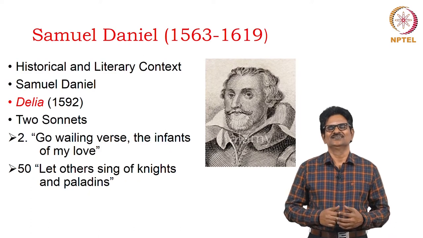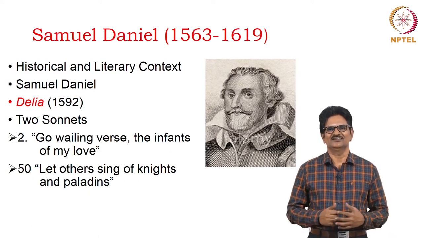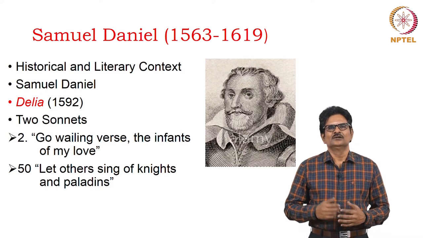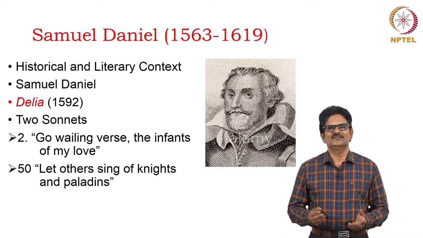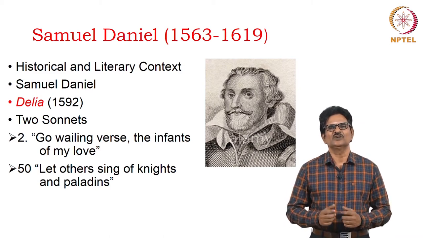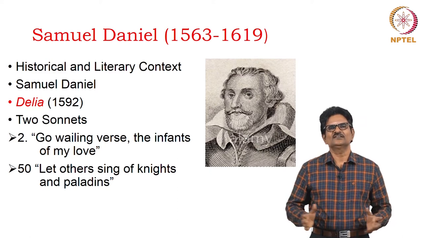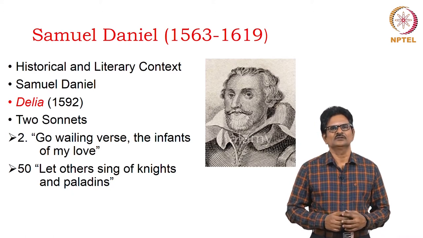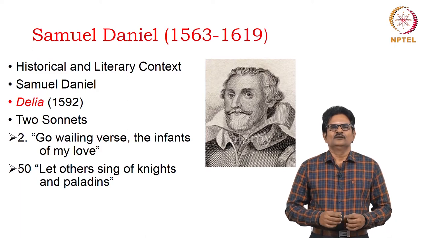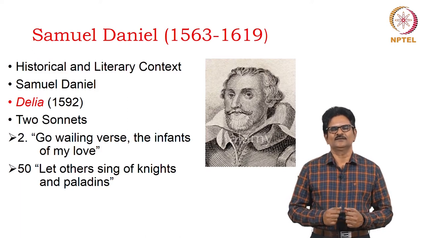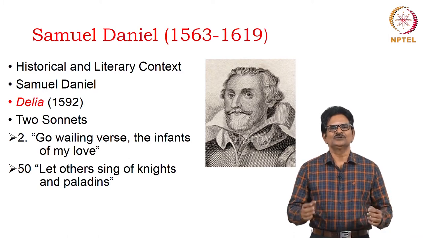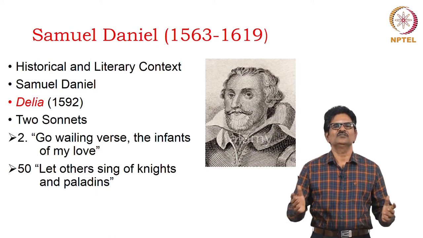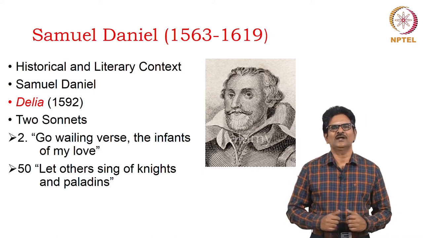Now we come to another Elizabethan sonneteer, Samuel Daniel, who has his own significance in the history of English poetry. Like other poets, we will examine the historical and literary context in which the poet was born. We will also see the surroundings in which his sonnet sequence Delia came out in 1592. We will also deal with two specific sonnets from this sonnet sequence. Sonnet number 2 is "Go wailing words, the infants of my love." Sonnet number 50 is "Let others sing of knights and paladins."